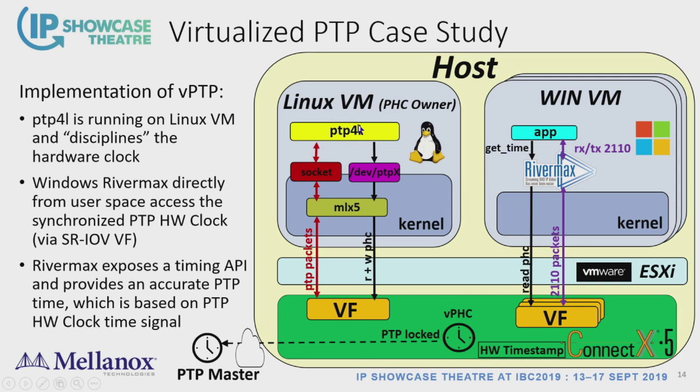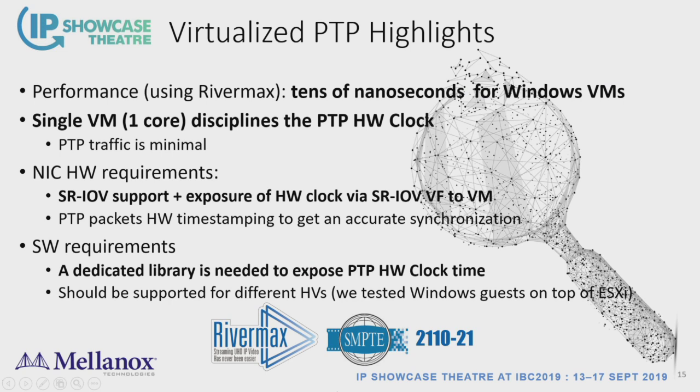So here, from the Linux virtual machine, we discipline the PTP hardware clock of the NIC, and we expose the PTP hardware clock of the NIC through the virtual function to virtual machines, for example, Windows. And we expose the PTP time, a very accurate PTP time, using the Rivermax timing API to applications. The measured performance is tens of nanoseconds for Windows virtual machines.